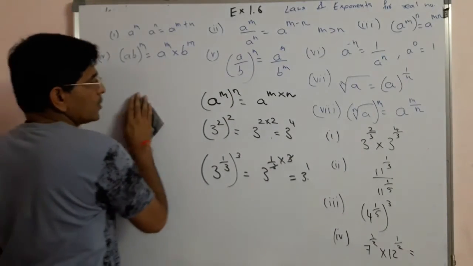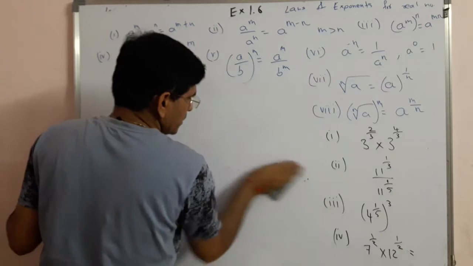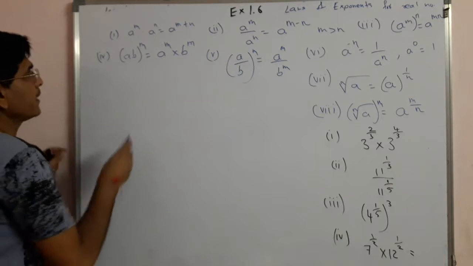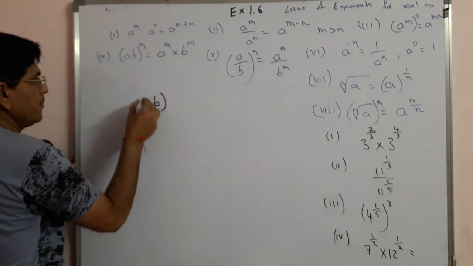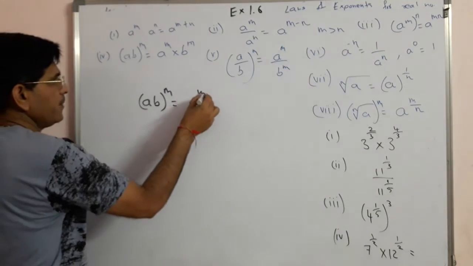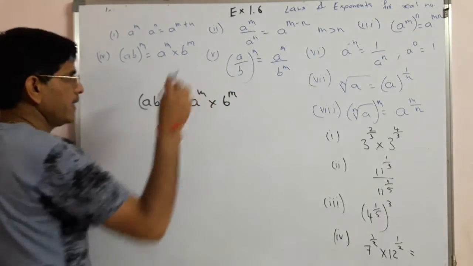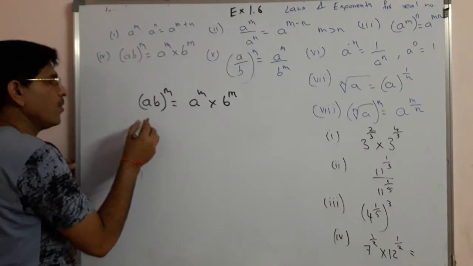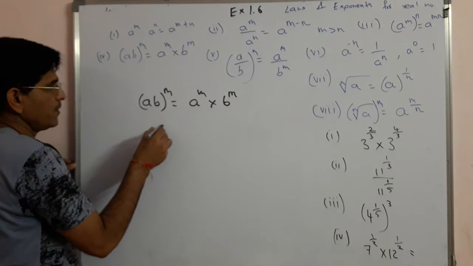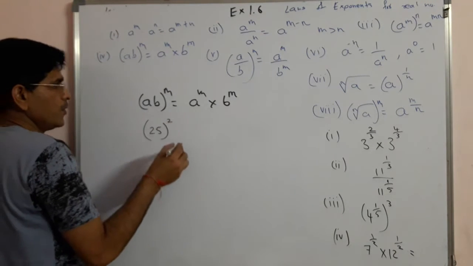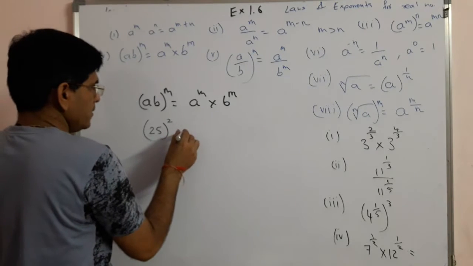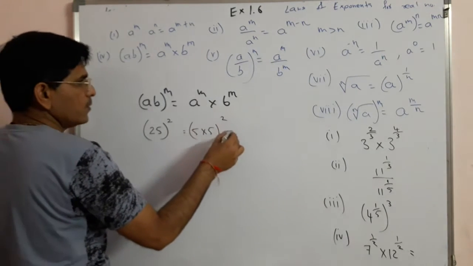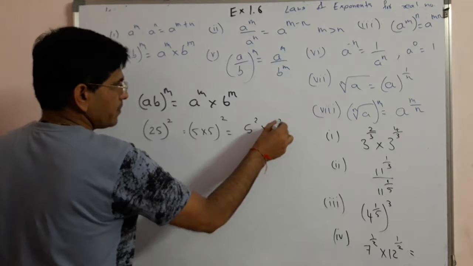Here is the next law. All are important laws which are useful to solve the sums. (AB) to the power m is called distribution. So A to the power m into B to the power m. What am I writing? A to the power m. Maybe the question is like 25. Now if the power is, here I am writing 2, so what do I have to write? Again A into B. So I can write 5 into 5 and power 2. So 5 to the power 2 and 5 to the power 2.